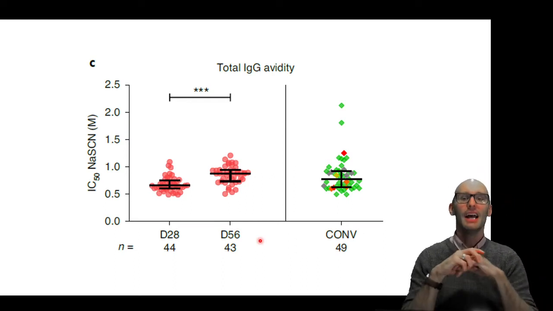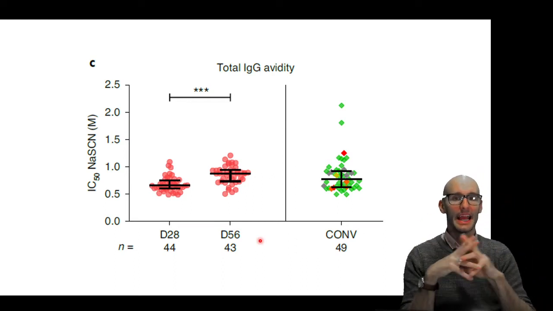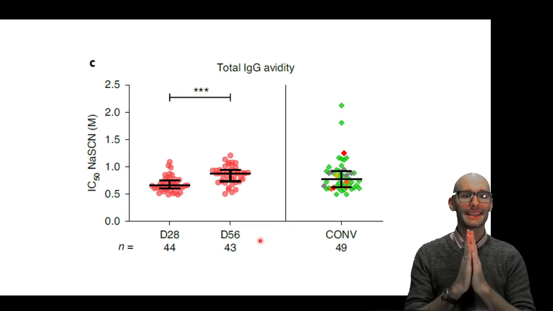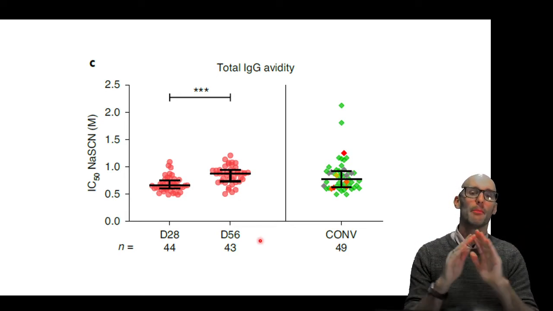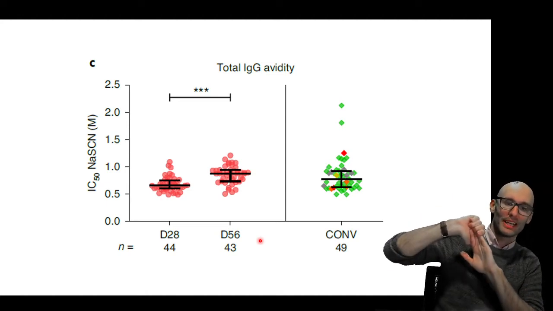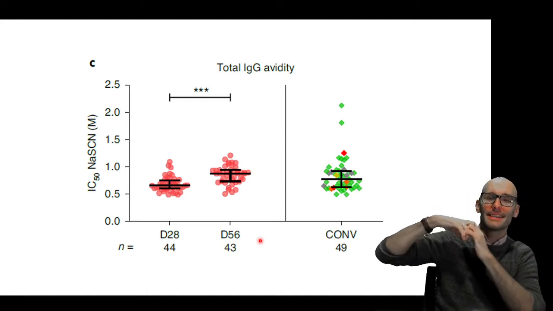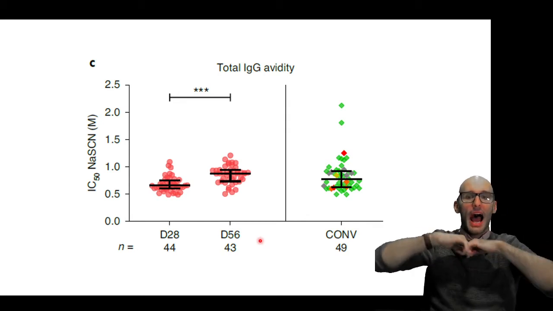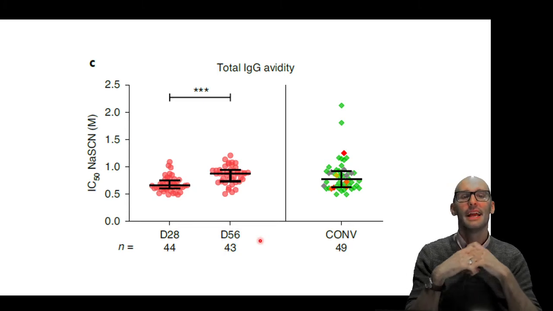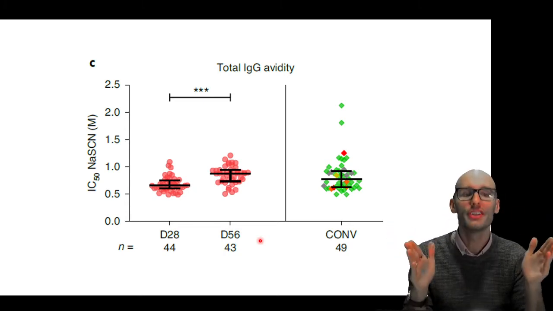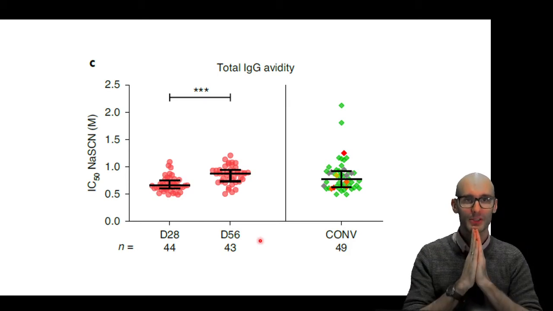So this is IgG avidity. Now, avidity is an interesting word. What it means is the strength of bond between IgG and the antigen, the spike protein. So how strong is that bond between the IgG and the spike protein? Another way of saying that is, yes, we're producing antibodies, but are those antibodies good antibodies? Which is a great question.